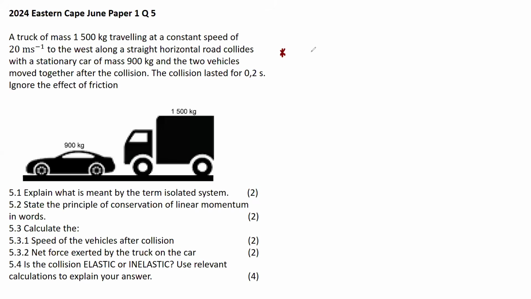So usually I would suggest that you choose the direction in which the cars or the vehicles are moving as positive. And so you can see the truck is moving to the west. So I'll say west as positive. Okay, sharp. And we're looking for the velocity of the cars after the collision. Your first mark is to acknowledge the principle of conservation of momentum. This is what will give you 1 mark.